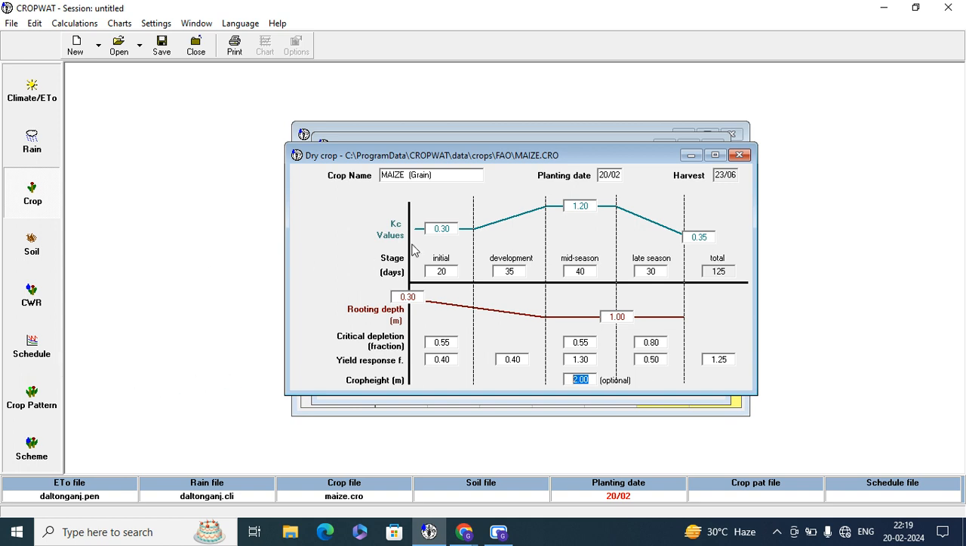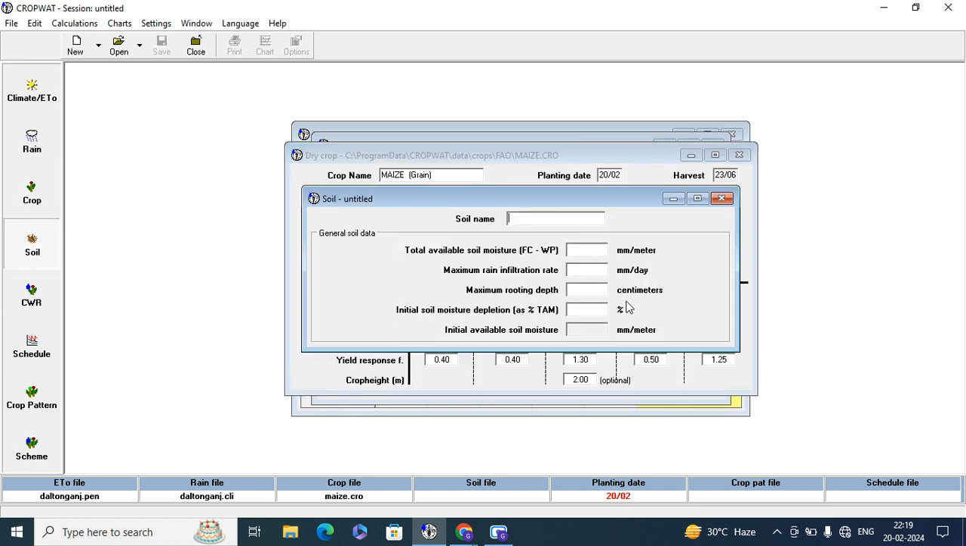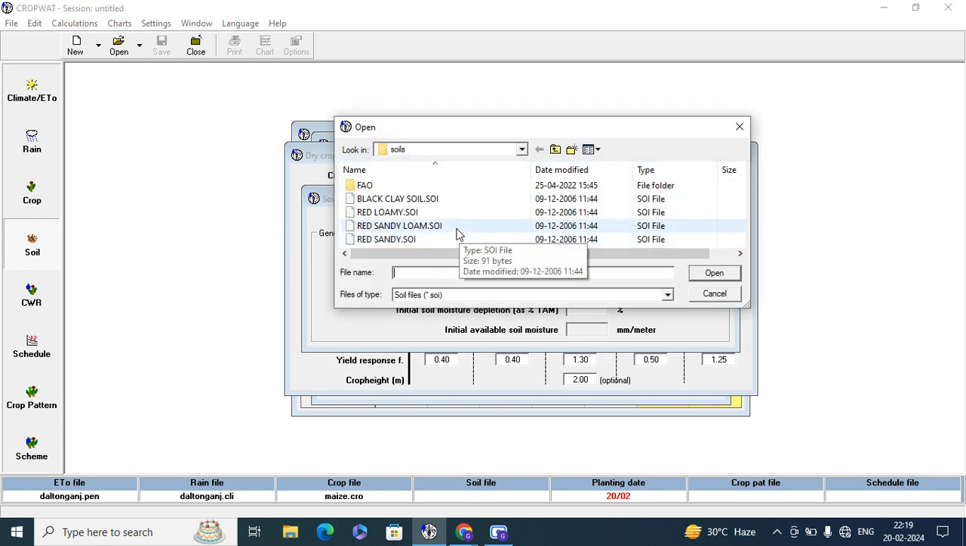Now that was the scenario for the crop. Now if I go to soil, again the soil window is empty. If I go to open, here also our choices are limited. FAO categorizes the entire country into these soils. Out of those categories, we have to select which particular type of soil our study area is composed of. That is the most important thing.